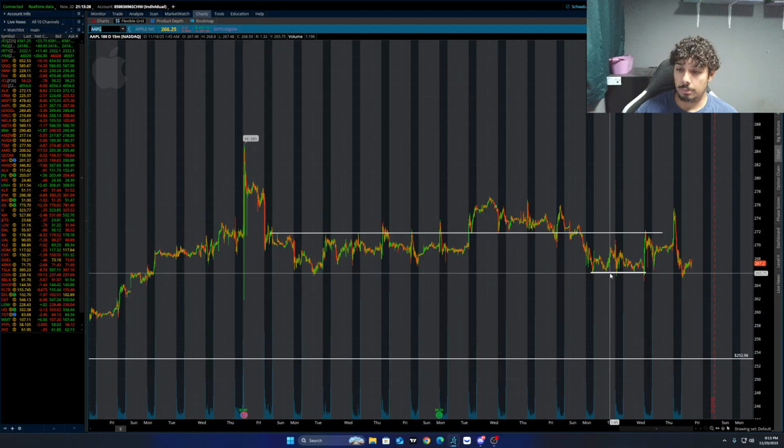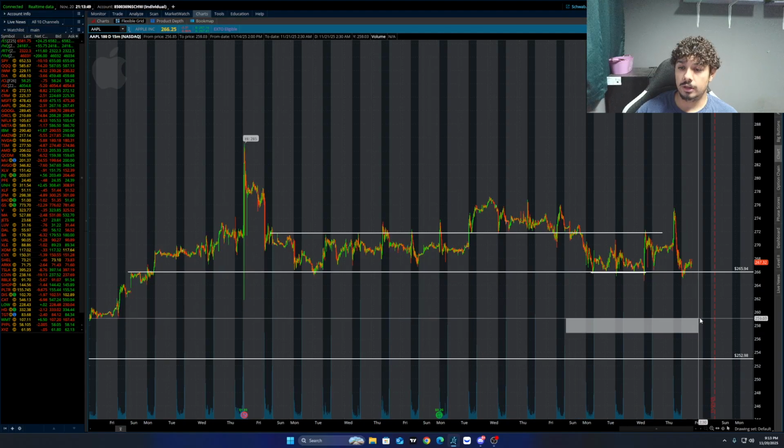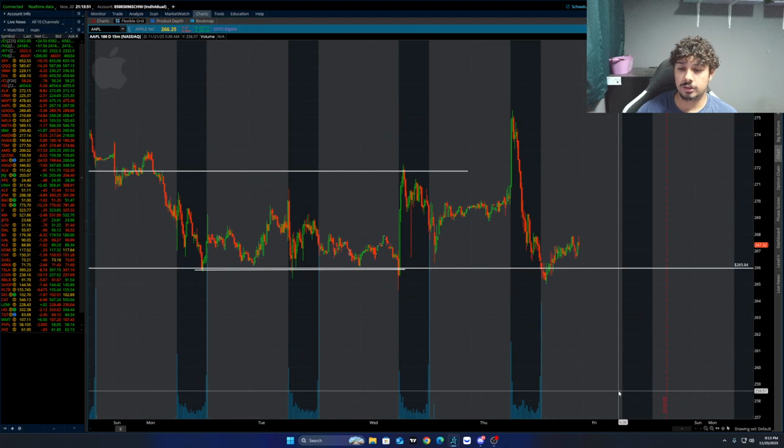Apple. Nothing much going on with Apple. Same thing. Bounce area right here at 265, or 266, just call it. So let's mark this level down. This seems to be a pretty important level. Mark that down. Anything below is a short. Anything above is a long.